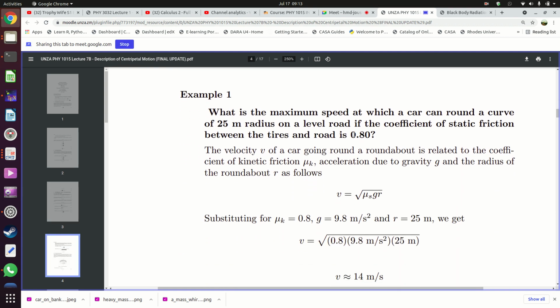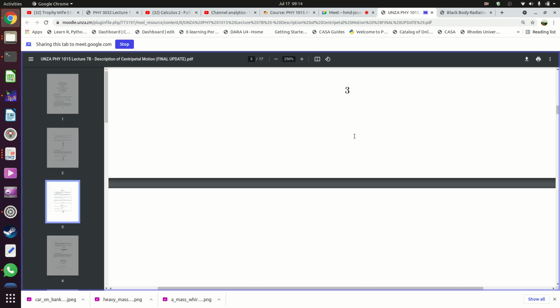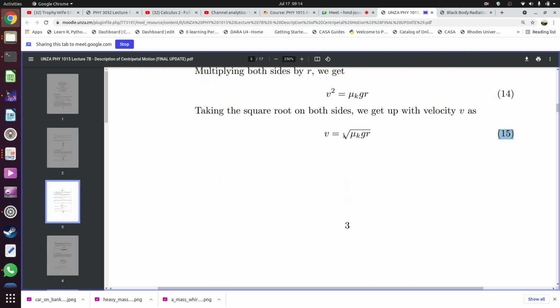The first example: what is the maximum speed at which a car can round a curve of radius 25 meters on a level road if the coefficient of static friction between the tires and the road is 0.8? So in this case, we are talking about the same thing, because we are talking about maximum. If we're talking about maximum speed, then your coefficient, this bit here, will have to change. It will become the coefficient of static friction.